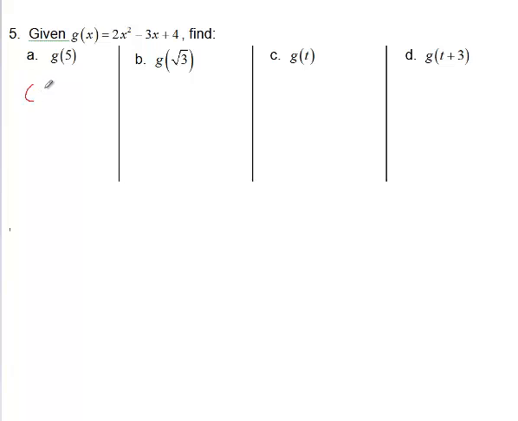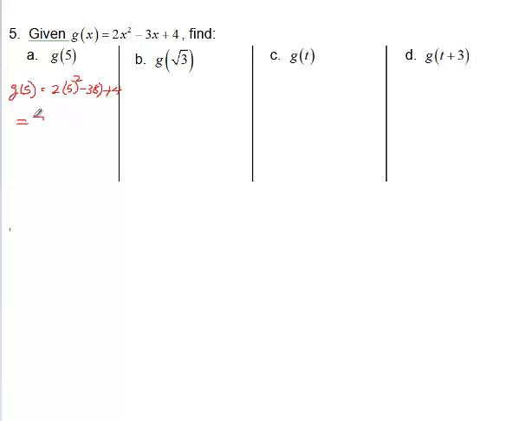So I could write it like this: 5 comma question mark. In other words, when x is 5, what is y? That's what it's asking you, okay? So not too bad when it's numbers. It's a little bit easier when it's just a number given. So let's look at g of 5. G of 5 means to do what? 2 times 5 squared minus 3 times 5 plus 4.